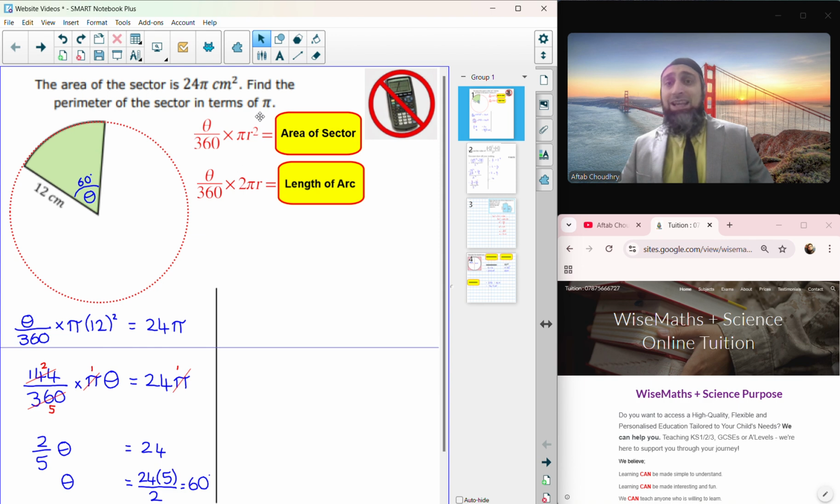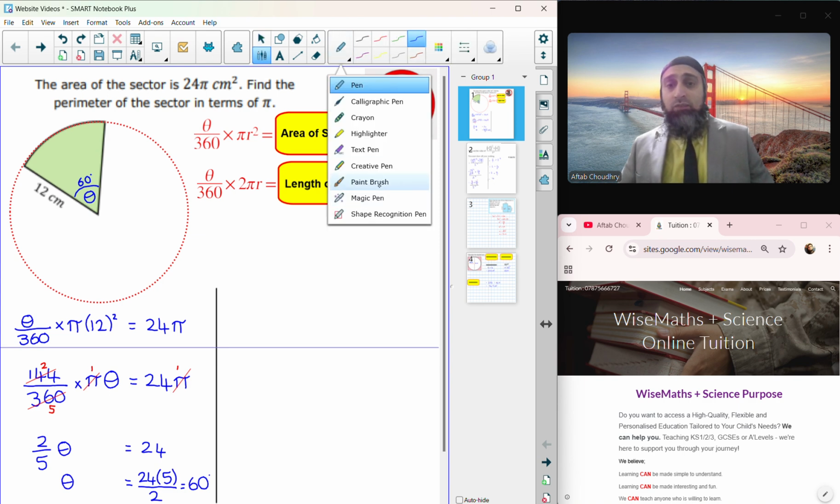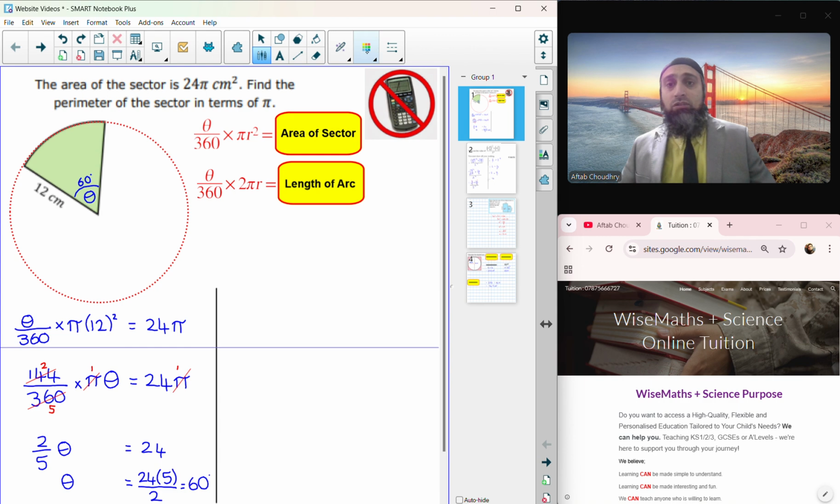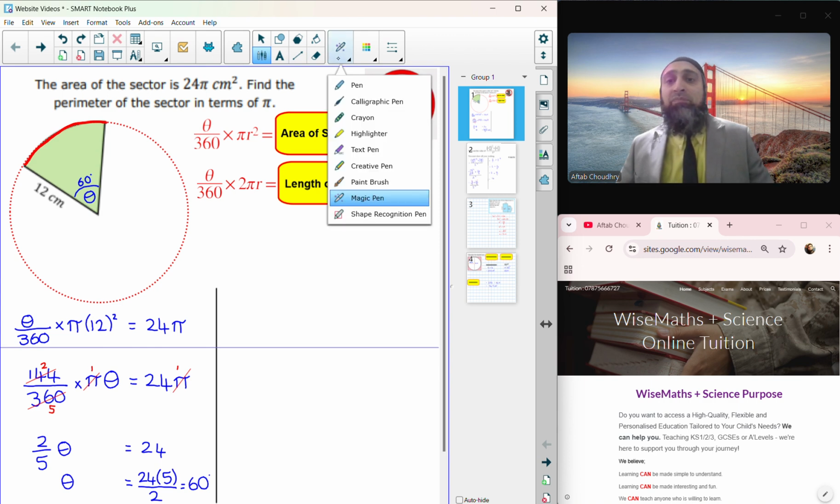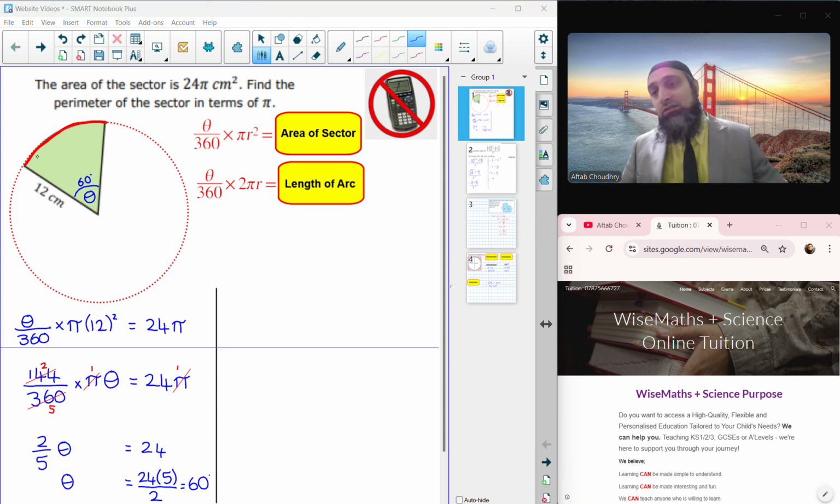What we're going to be doing is recognizing that the length of the arc is this part over here. I'm going to indicate it for you. This is the length of the arc, this bit over here. Let's label that as the arc. So this is A, R, C. Perfect. That's the arc over there.